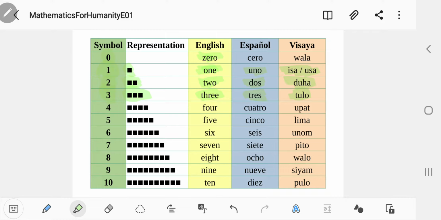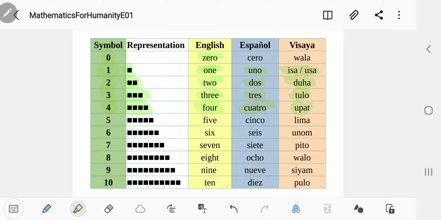And then this symbol represents the number 4. You have figures here representing the number 4 also. And in English, we call that 4. In Espanol, cuatro. Sa Bisaya, upat.